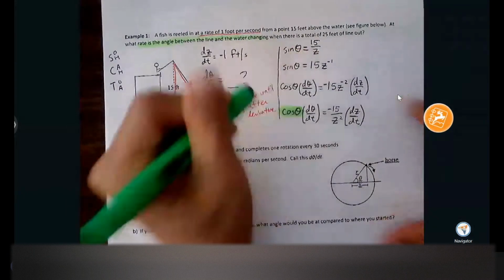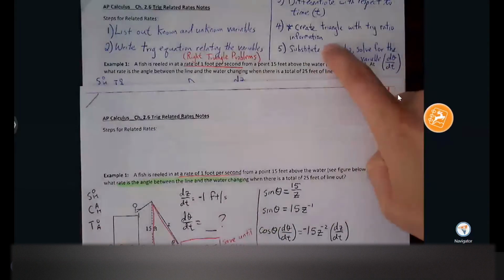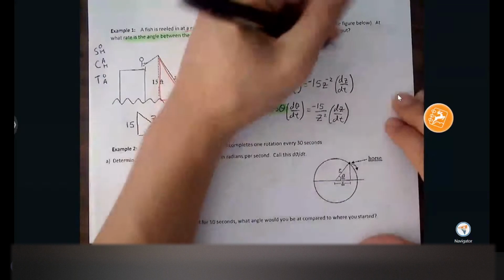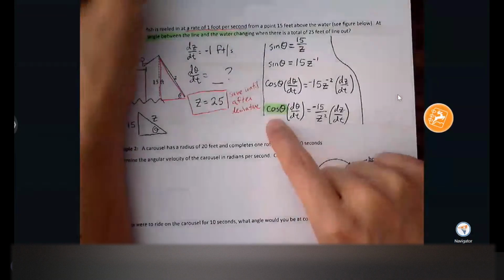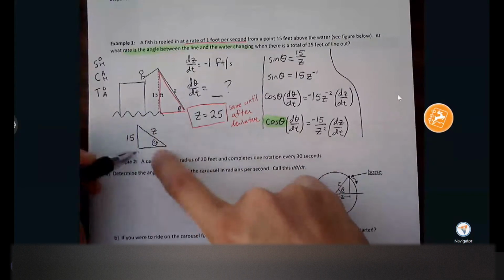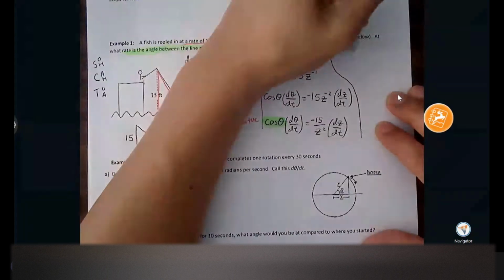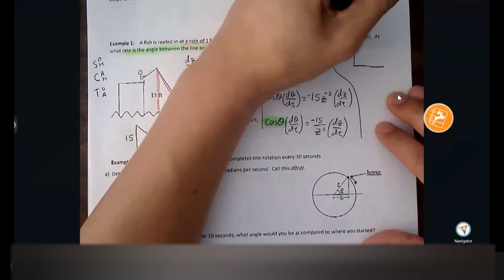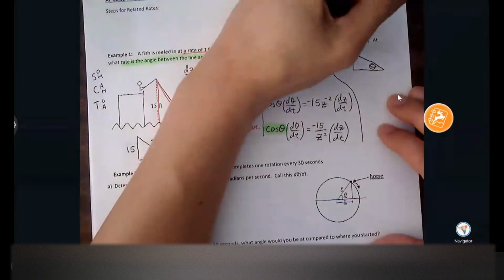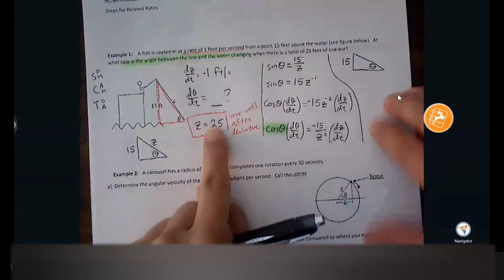So this is going to be our new step of the problem. We're going to create a triangle with as much information as we can numerically, and from there we'll make a replacement for the trig function. So let's create a second triangle, but now we're going to fill in as much numeric value as we can. So we know this 15 is staying constant. We know at this moment in time, z is 25.